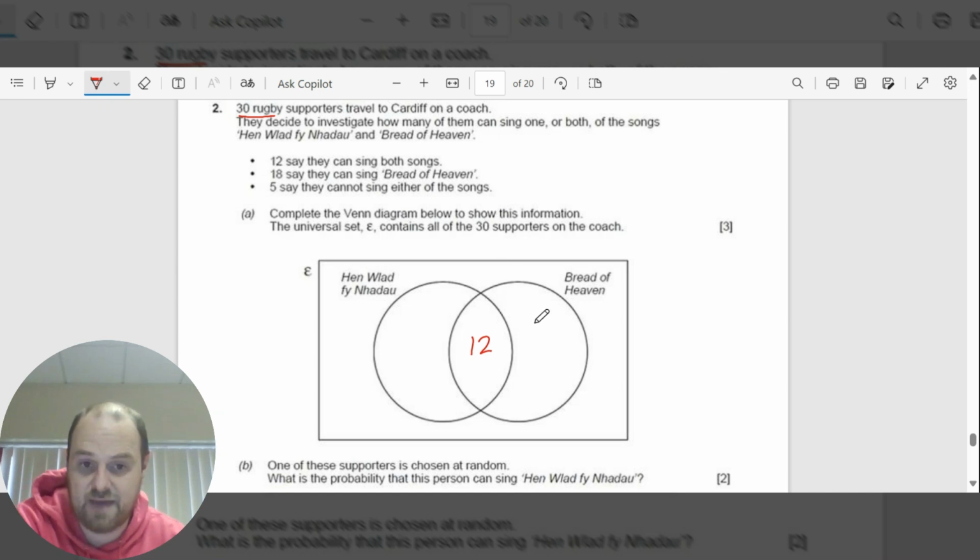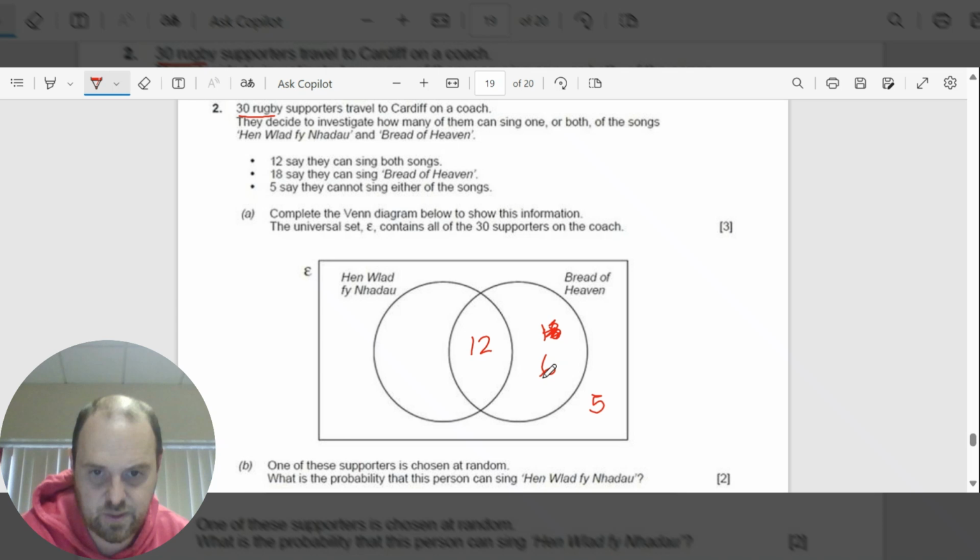18 say they can sing Bread of Heaven. Now, that does not mean that 18 go there, because if I put 18 there, I now have 30 people that can sing Bread of Heaven. So I need to take that 12 away from that 18 and put 6 there. Okay, 5 say they can't sing either song, so they go outside. So 18 sing Bread of Heaven, 12 at 6. 12 can sing both. 5 sing neither.